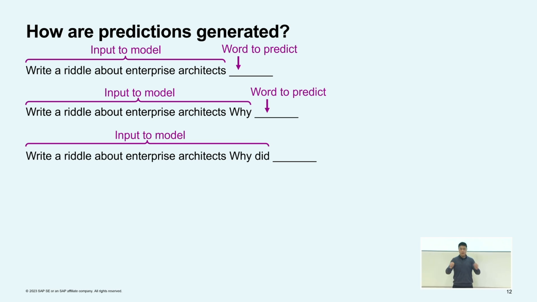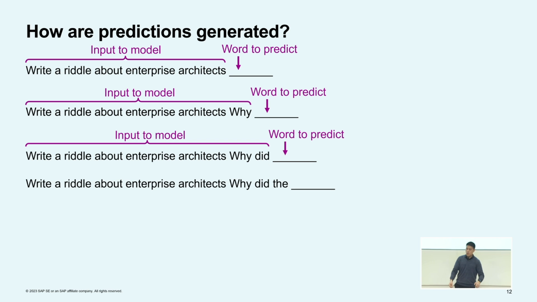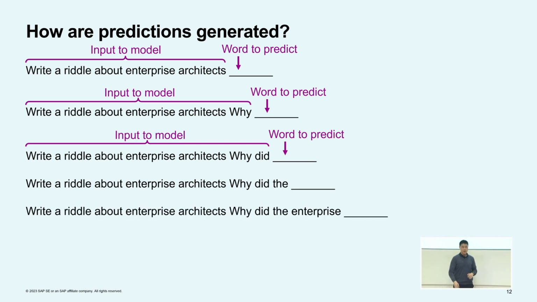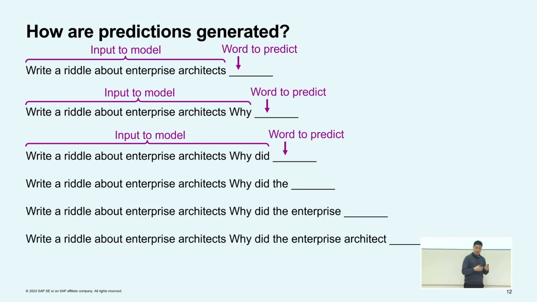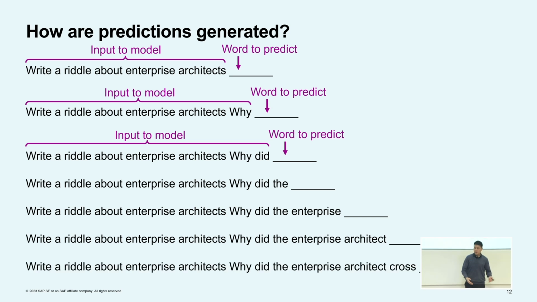The entire prompt, the 2 predicted words, all go as input into the model, and I ask it to predict the next word. And it says, why did the? Why did the enterprise? Why did the enterprise architect? Why did the enterprise architect cross? And all of you will probably guess as humans what the next few words are. But that's what's happening with the model.